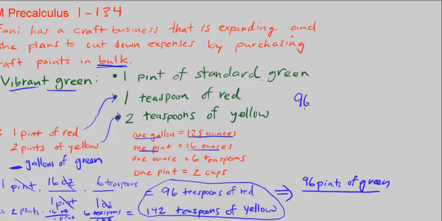So 96 pints times the conversion ratio. We want pints in the denominator, so we have 1 pint for every 16 ounces. And then we have 1 gallon for every 128 ounces. We want ounces in the denominator to cancel like the pints do. So we have 128 ounces that will cancel with that, for every 1 gallon.